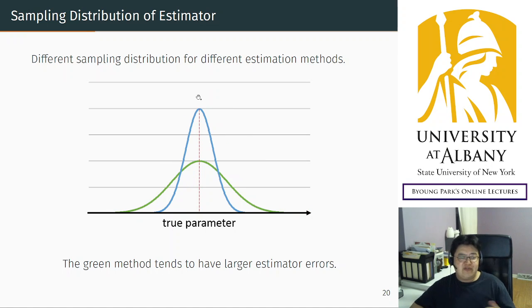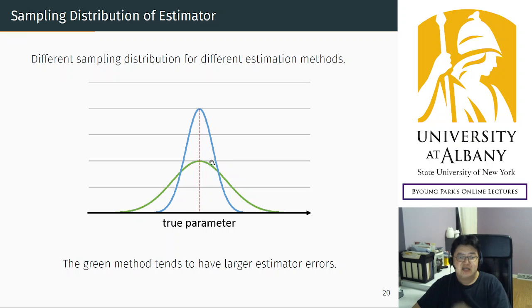And now, what if you have these two estimators? Blue estimator has this sampling distribution, and green estimator has this sampling distribution. In this case, both have the correct center. Both are centered around the true parameter, which is good. But the major difference is their variance. Green is more spread out, and the blue is more concentrated around the true parameter.